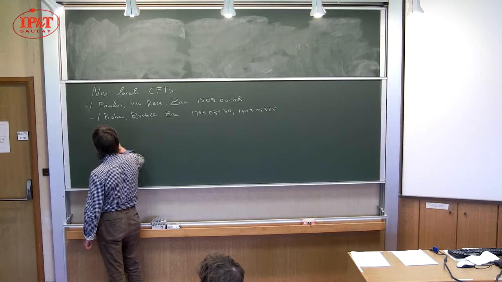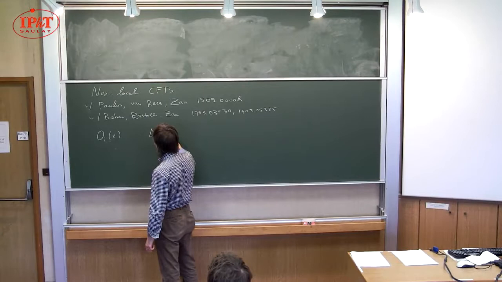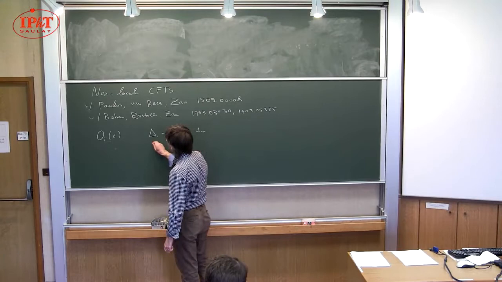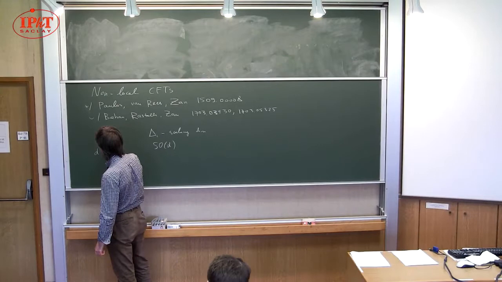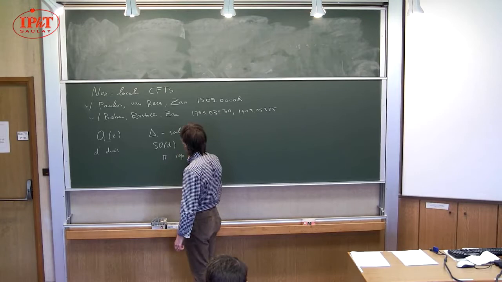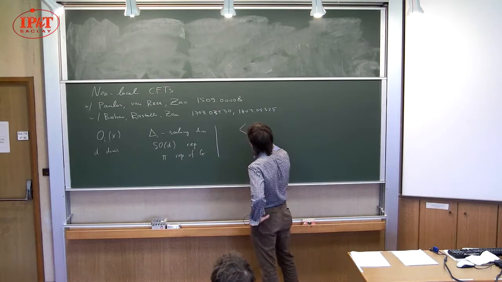So we have some local operators O_I of x. And these operators are characterized by what? By their scaling dimension, delta_I, and by some other labels. So by their spin, which is an SO(d) representation, so we are in d dimensions. And then maybe by some representation of a global symmetry group. And so given these local operators, the observables that we consider are correlation functions, n-point functions of these operators.